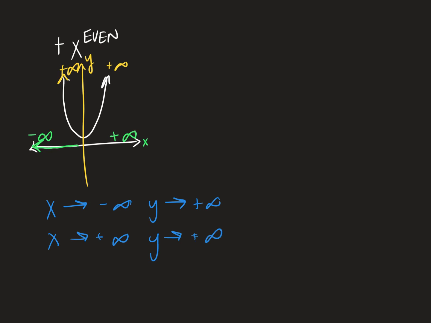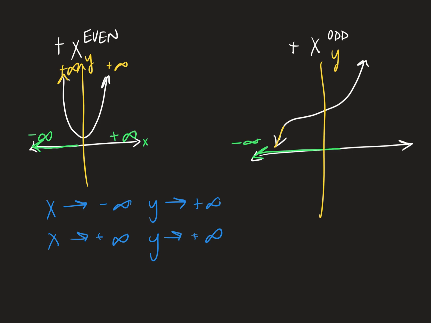Now when we start talking about our odd functions, so x to an odd power, positive, then we go like this. So things change a little bit. Here's my x and y axis. This time, here's negative infinity this way. As x goes to negative infinity, what happens to y? Here's y. I go down, which is to negative infinity. And then as x goes to positive infinity, remember this is my x-axis here, what happens to y? Y goes to positive infinity.